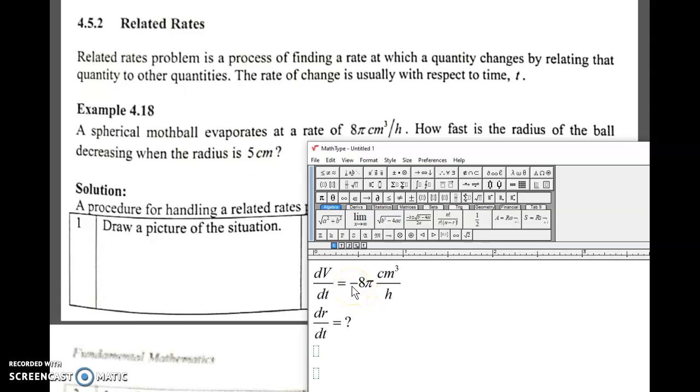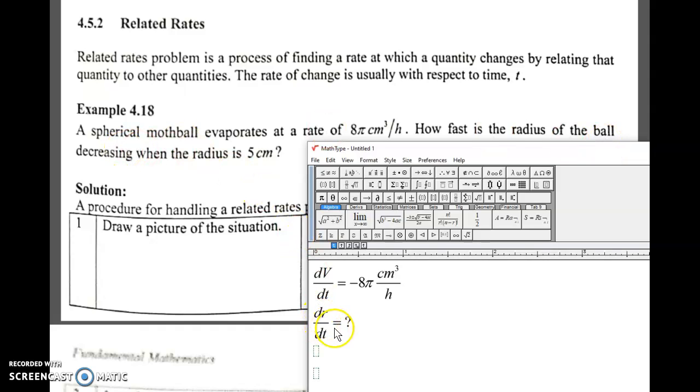You need to be sensitive to this issue because in applications, they will not provide you with whether it is negative or positive. You will need to figure it out based on the situation that is happening there. For example, this spherical mothball evaporates. It means that the size of the mothball is decreasing. In other words, it will decrease or reduce 8 pi cm cube in 1 hour. So basically, decreasing or reduction is noted by this negative. It reduced. And how fast is the radius of the ball decreasing?